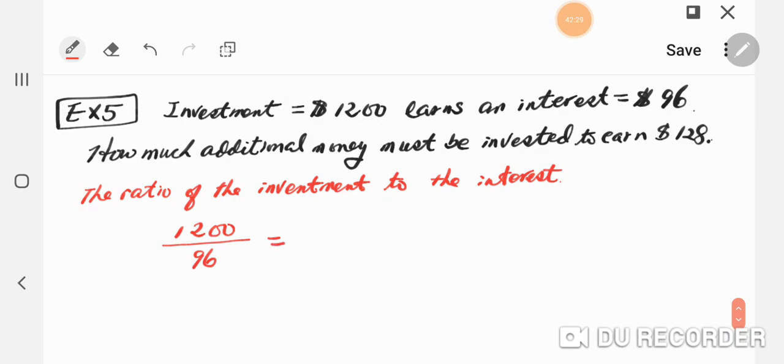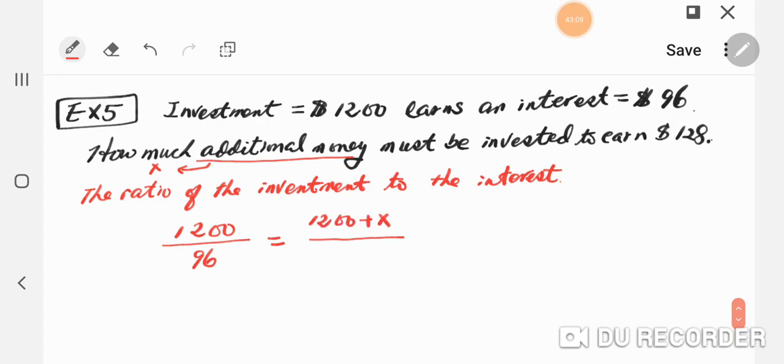So why don't we use a ratio like this? The numerator is the investment amount and the denominator is the interest. So from the second information, get the additional money. How much additional money? Let's say this is X. So if the additional money is X, we will add this X to the investment $1,200, so that the interest will be 128. So this X dollars will be added to the investment. So there will be $1,200 plus X.